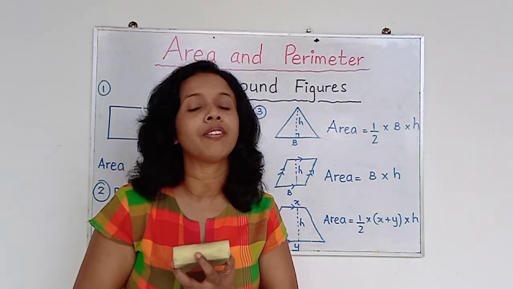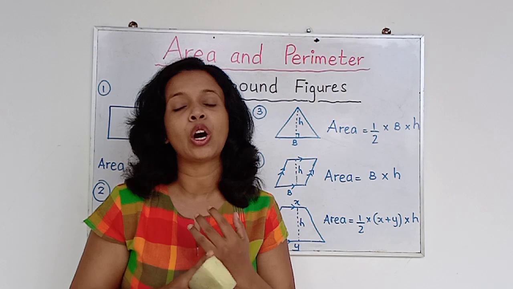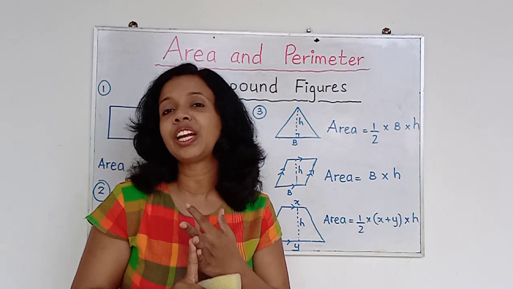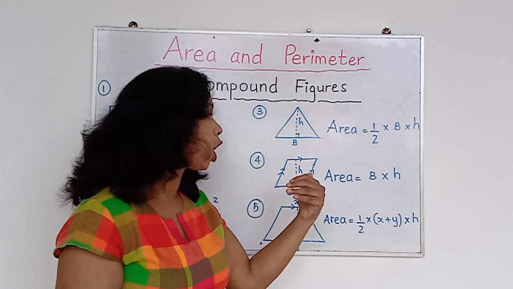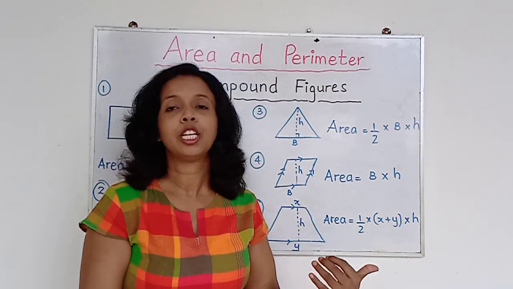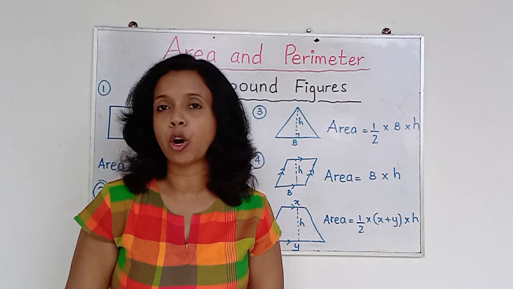So this is the summary of our previous three videos. First video we covered how to find the area of rectangles and squares. Second video we covered triangles. Then third video we covered parallelograms and trapezium. Today we are going to talk about compound figures.